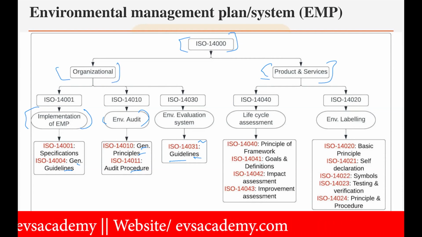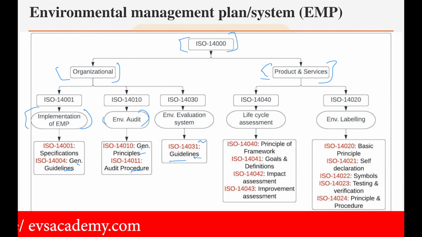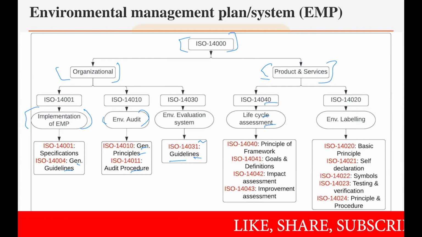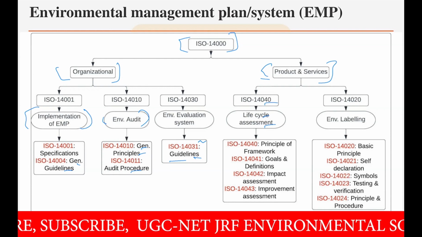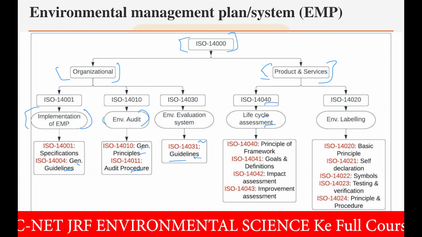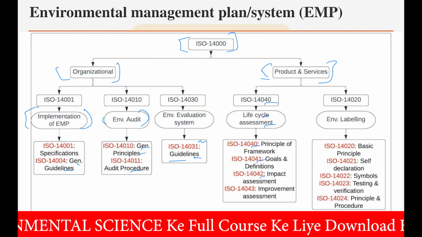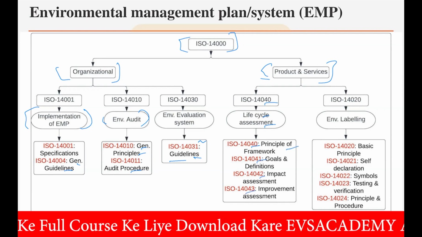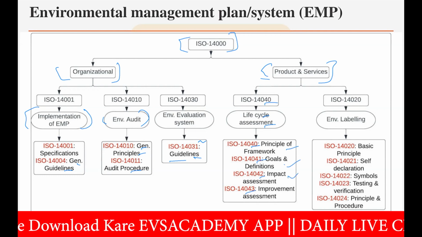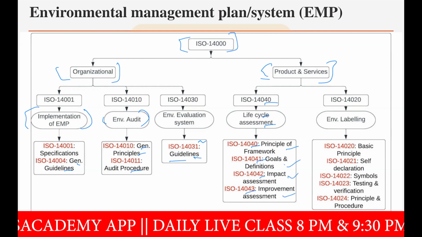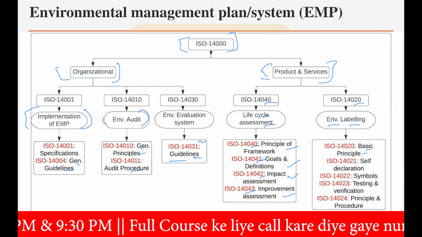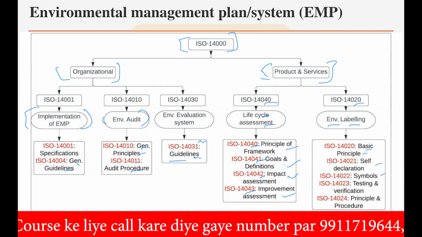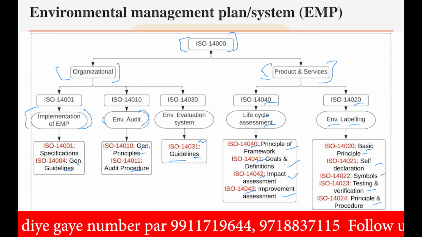Under this, we have two categories, ISO 14040 and ISO 14020. 40 is for the life cycle assessment of things. Life cycle assessment means from birth to death, or as it is generally said, from cradle to grave. That is how life cycle assessment is done. Under this 40 category, we have four categories: 40, 41, 42, 43. 40 has the principle and framework, 41 is for goal and definition, 42 is impact assessment, and 43 is improvement assessment. Then we have 20 for environmental labeling, with five subcategories: 20 for the basic principle, 21 for self-declaration, 22 for the symbols, 23 testing and verification, 24 principle and procedure.